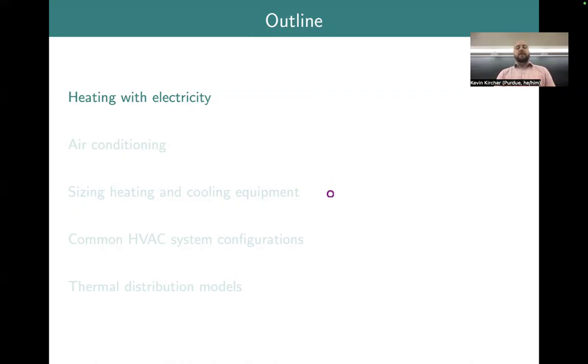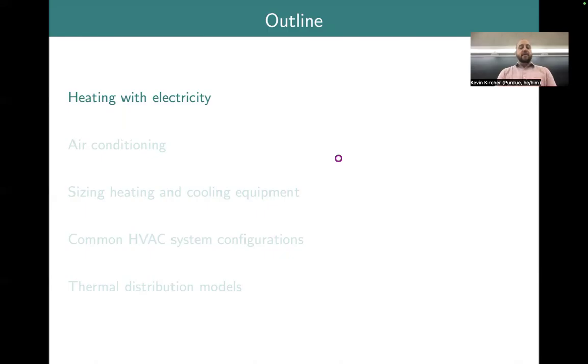We'll talk about considerations for sizing heating and cooling equipment. So, if you know kind of what the energy consumption or the heating need for a house is, how do you decide how big the heat pump or whatever should be? And then I'll show some pictures basically just of some common configurations of heating and cooling systems. And we will wrap up by talking about some simple models of thermal distribution systems. So forced air systems and then hydronic or water-based heating and cooling systems.